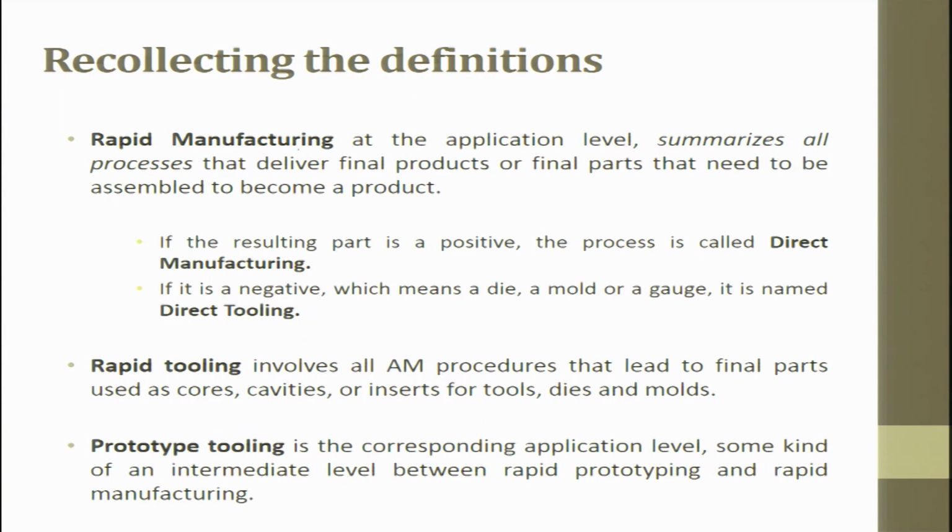Then when we talk about rapid manufacturing, at the application level it summarizes all processes that deliver final products or final parts that need to be assembled to become a product. That is nothing but rapid manufacturing. In this, we have two sub-classifications, which are direct manufacturing and direct tooling. If the resulting part is positive, it is called rapid manufacturing. If the resulting part is negative, which means a die, then it is called direct tooling.